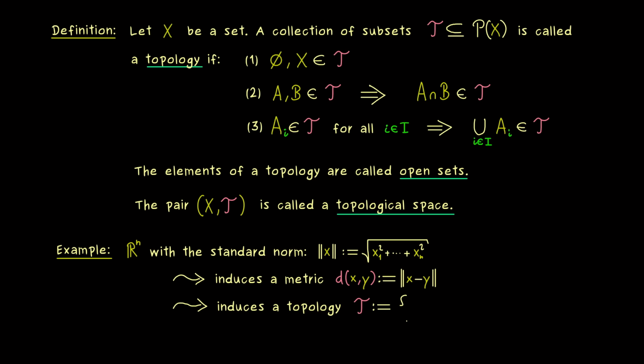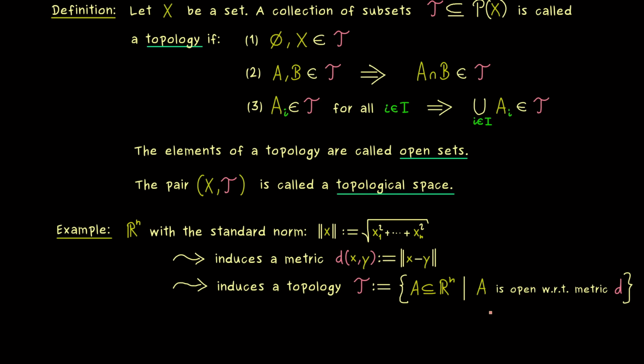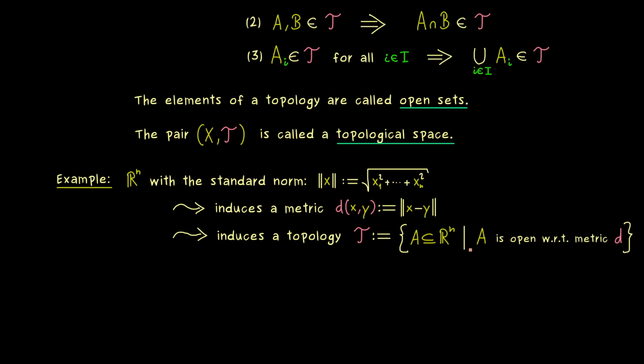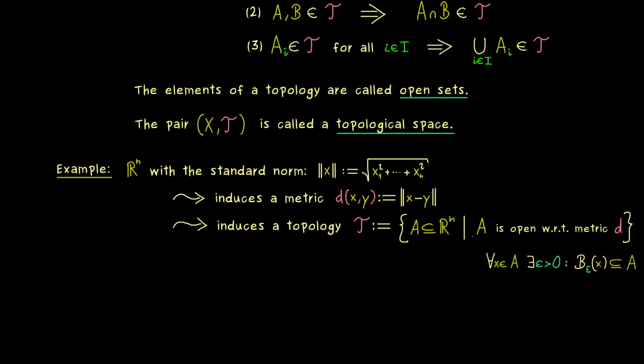The only thing we have to do here is to take the old notion of open. Hence the set A here is open with respect to the metric d. And how this works you already know from the last video. We just have to take the epsilon balls in R^n. This means for every point in A, we find an epsilon ball around this point that lies completely in A. And from the last video, you already know this is the short formula for that.